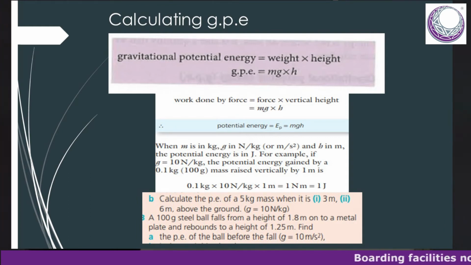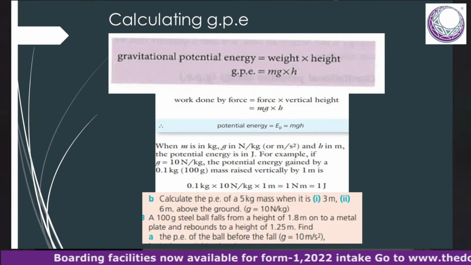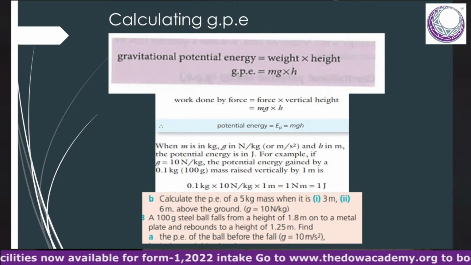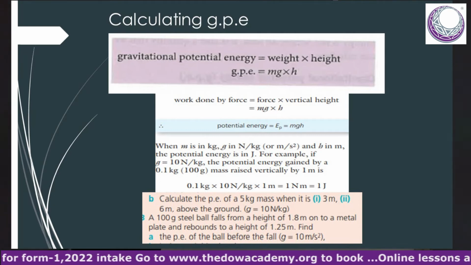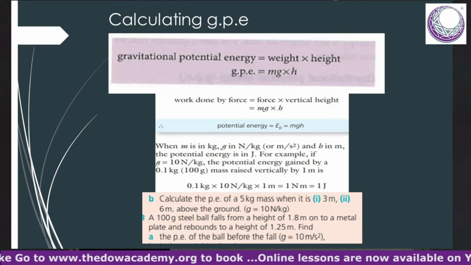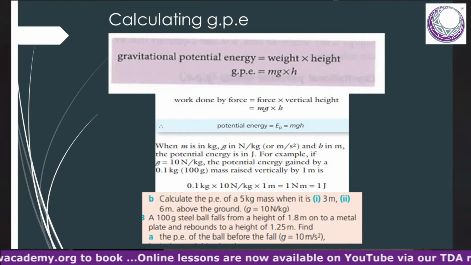g, your gravitational field strength, which we said we are using 10 newtons per kg, or your acceleration due to gravity again, which is 10 meters per second squared, and your height in meters. Look at that, standard units, your height in meters. If the height is given in centimeters, you have to convert it to meters. So the potential energy is going to be recorded in the units of joules.